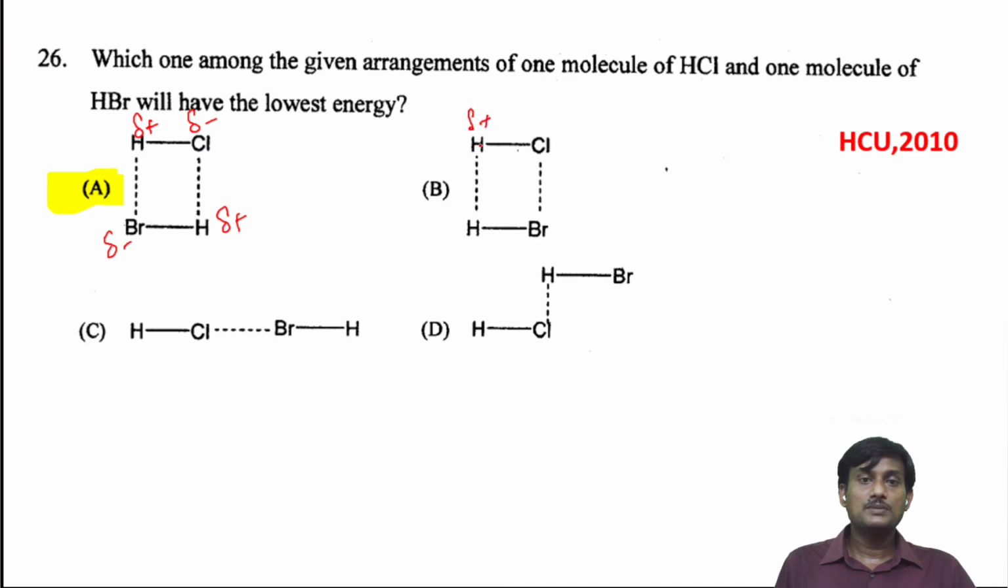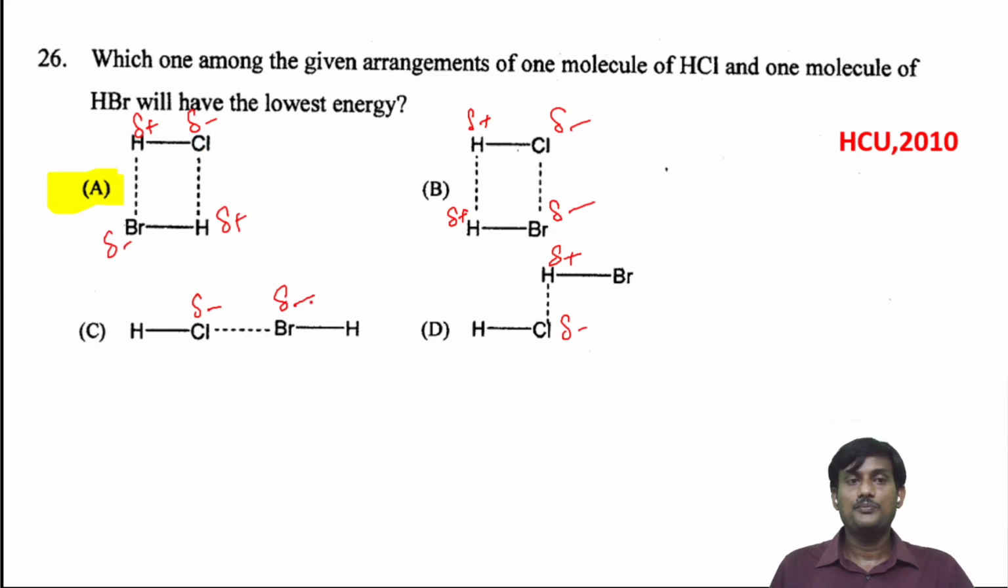Suppose we take this one, plus plus, there is a repulsion. Minus minus, there is a repulsion. It increases energy. Here, minus minus, here also there is a repulsion. And here there is an attraction, but only one attraction. Here you have attraction between H plus and Br minus, and H plus and Cl minus.